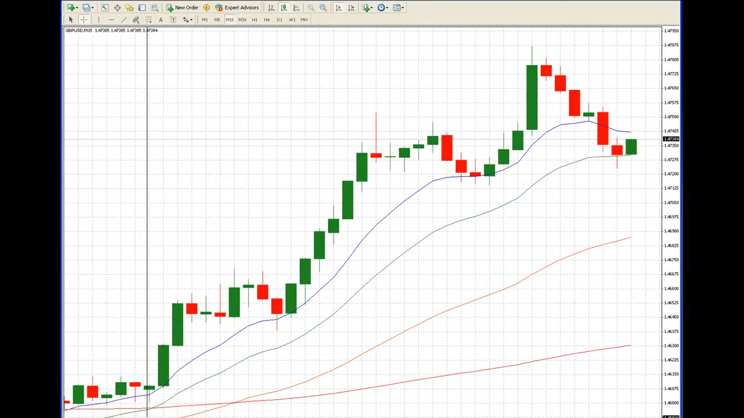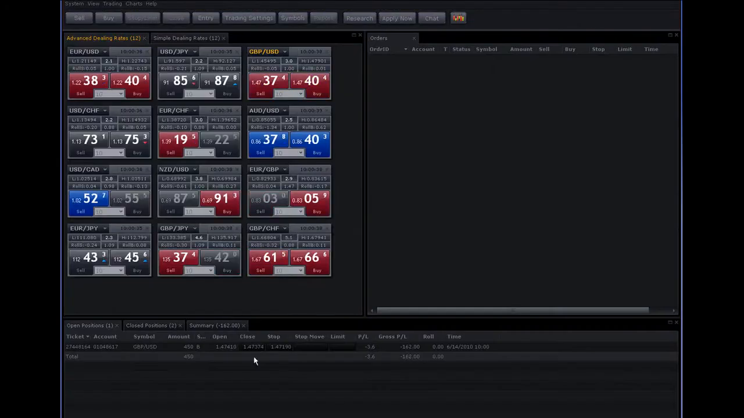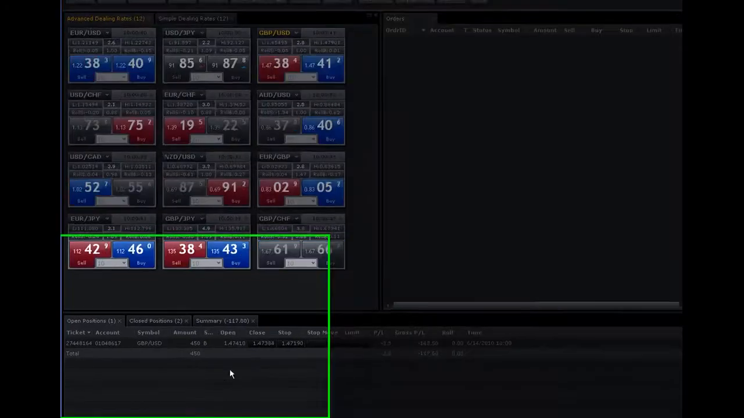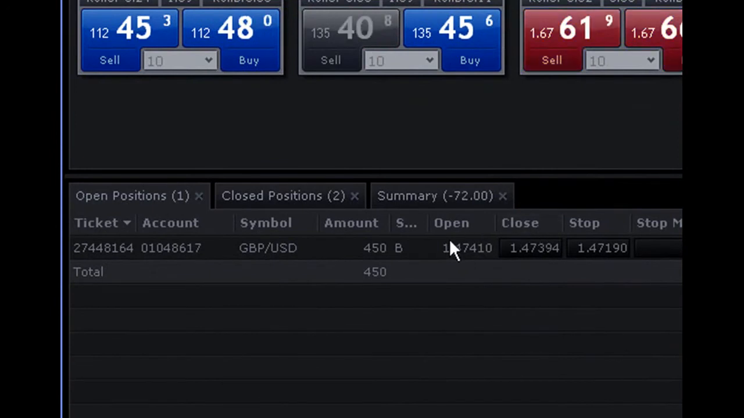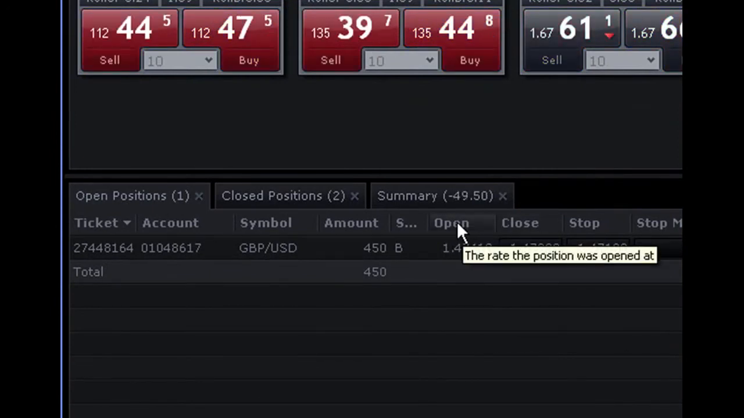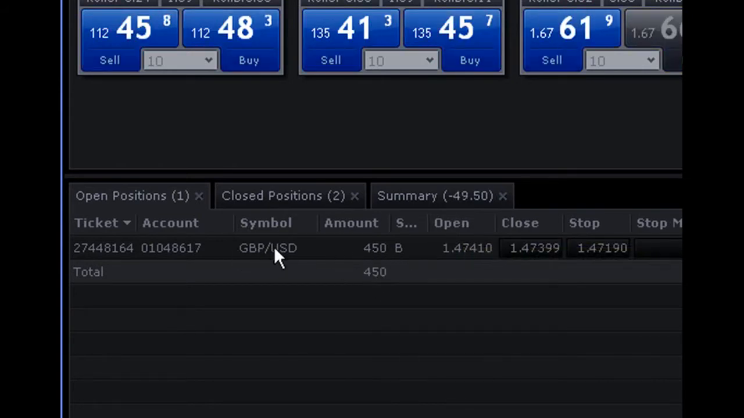And I just heard a sound, and yes, we're triggered into the trade. Our price of entry is 1.4741, as you can see here where the position was opened. Our amount is 450,000 GBPUSD. We've got our stop price here.